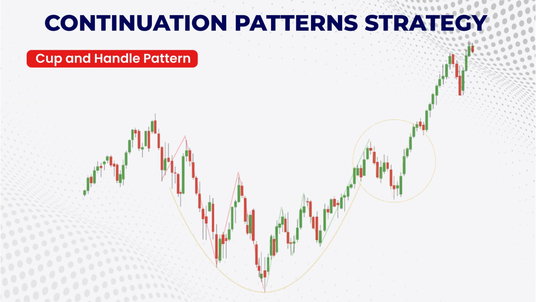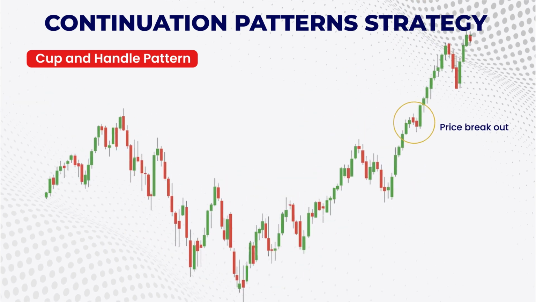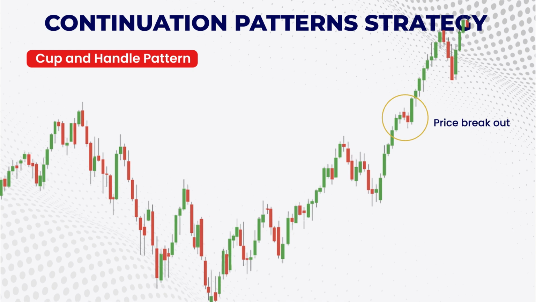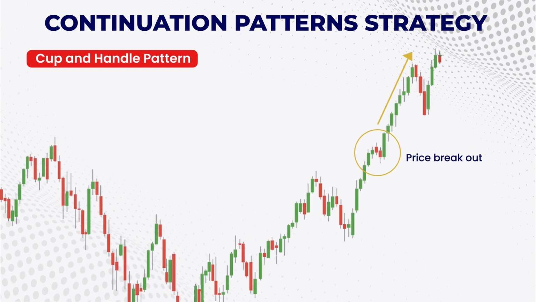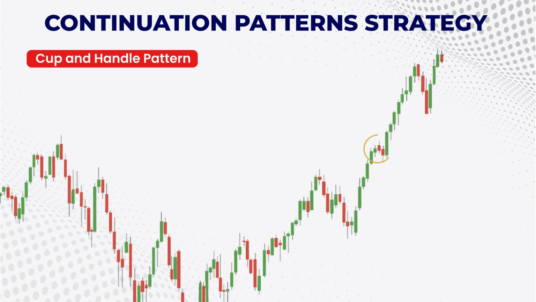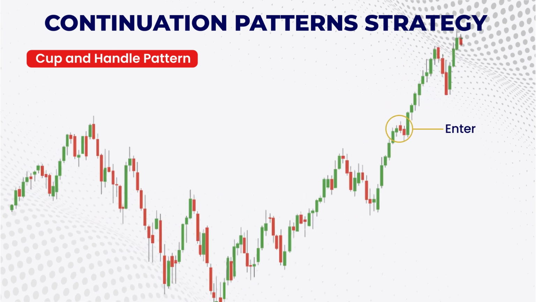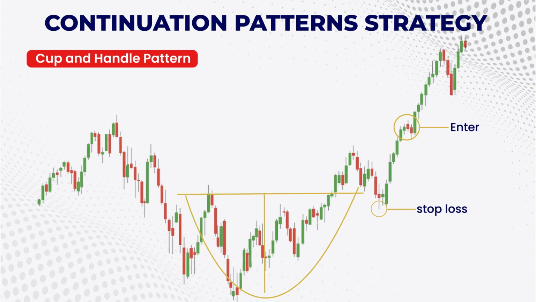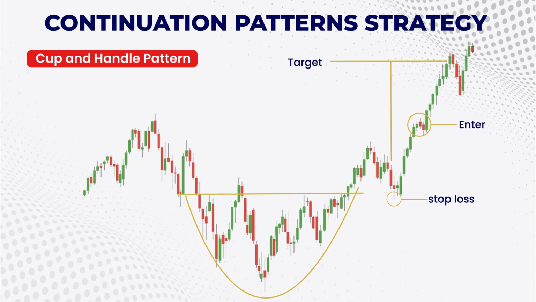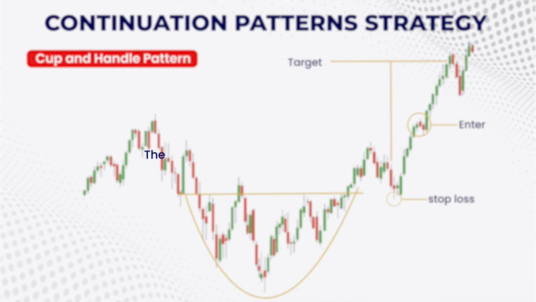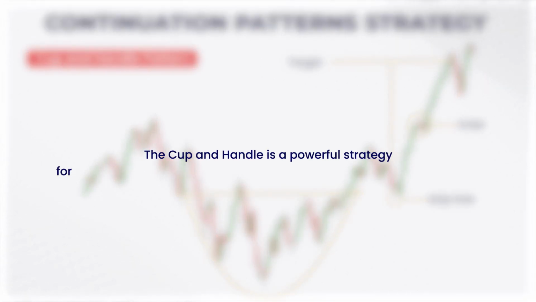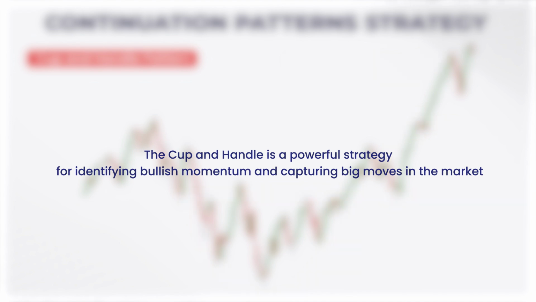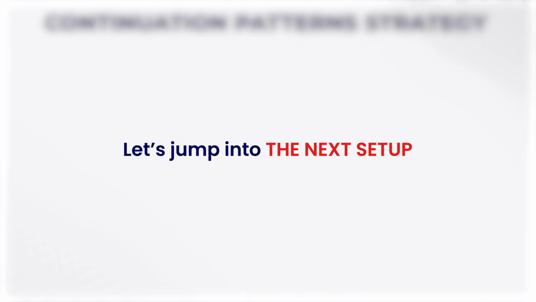Breakout. Once the handle is complete, the price breaks out strongly to the upside. This signals the continuation of the prior uptrend, often leading to significant gains. Traders typically enter at the breakout point, place a stop loss just below the handle, and target previous resistance or higher based on the cup's depth. The cup and handle is a powerful strategy for identifying bullish momentum and capturing big moves in the market. Let's jump into the next setup.